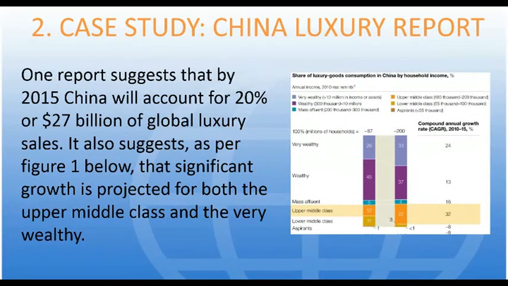Now, moving on with our report, looking at what else we've discovered, we learn that one report suggests that by 2015, which is now already, China will account for 20%, or $27 billion worth, of the global luxury sales in total. The same report also suggests that significant growth is projected for both the upper middle class and the very wealthy. This information is indicative of an opportunity, and this is potentially good news for our client in Italy.